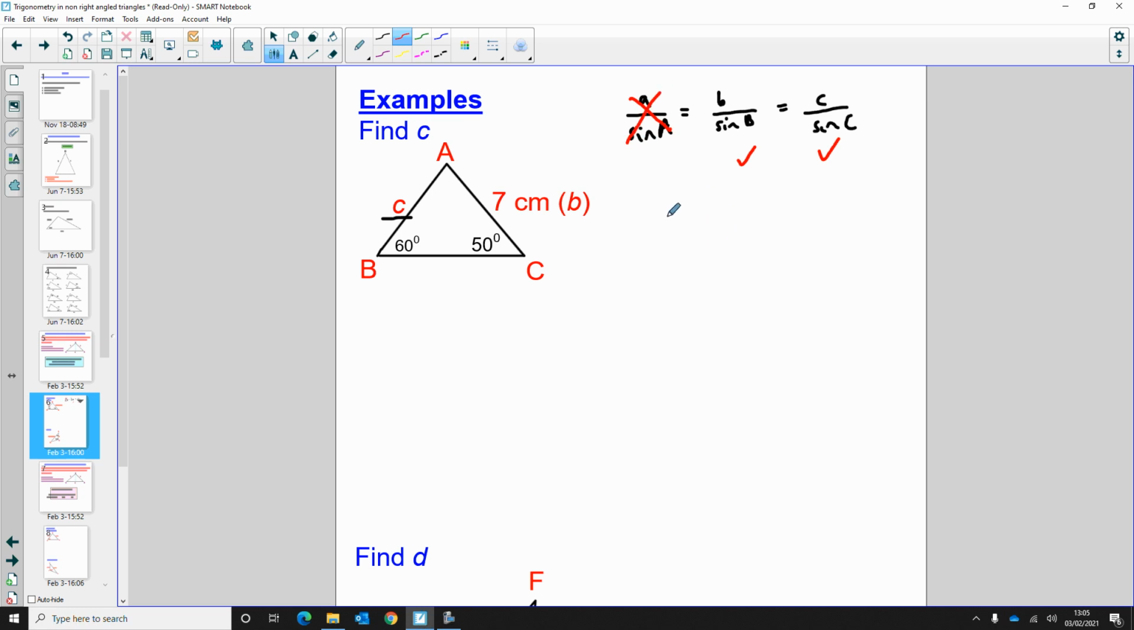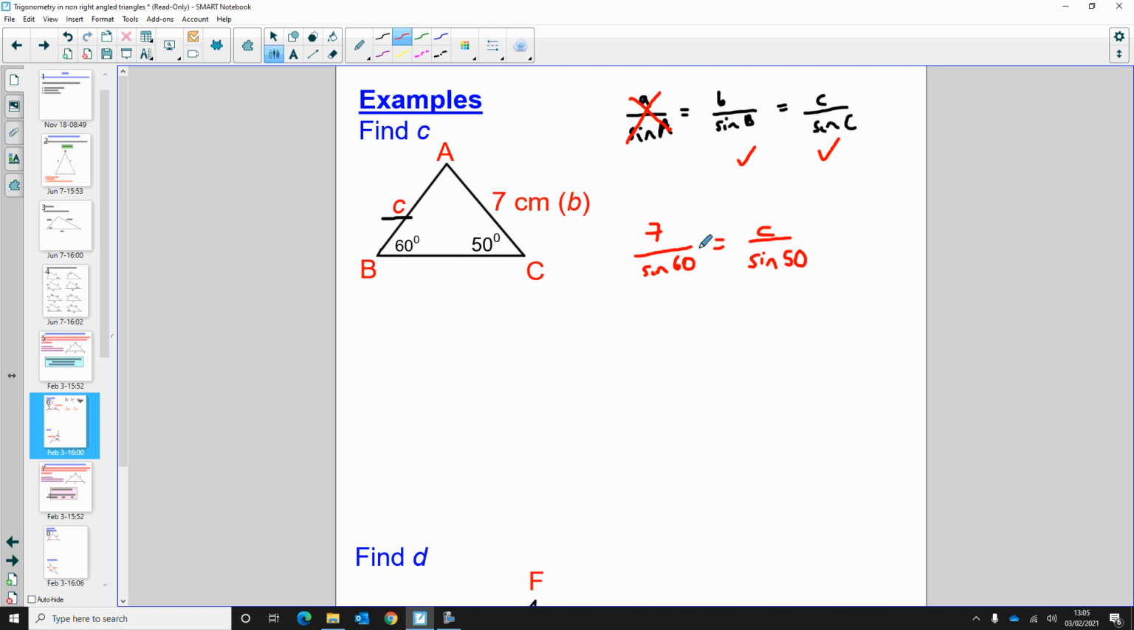Now what we do is we sub in the correct parts into the equation. The side b is 7, so I'm going to put that there, and that's over sine of angle B. Well, angle B is 60, so that's going to be sine 60. Side c, we don't know. That's what we're trying to find. And then angle C is 50, so that's going to be sine 50.